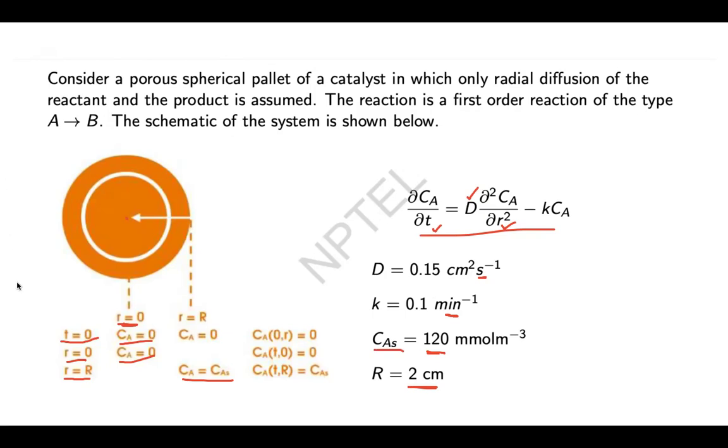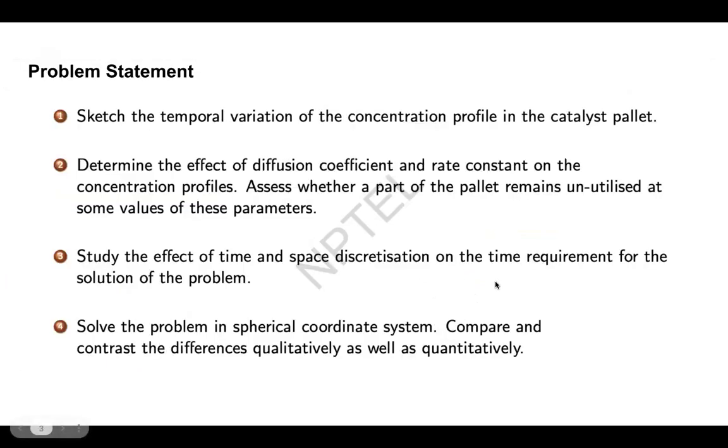Okay. Now let us move forward. Before that, let me just go through the problem statements that we'll be dealing with today. First is to test the temporal variation of the concentration profile in the catalyst pellet. Temporal variation means how it is changing with respect to time. So for the concentration profile, you have to see how the concentration is varying with respect to time in the catalyst pellet. Now, determine the effect of the diffusion coefficient, that is D, and the rate constant, that is K, on the concentration profiles. Such kind of problems we have done before.